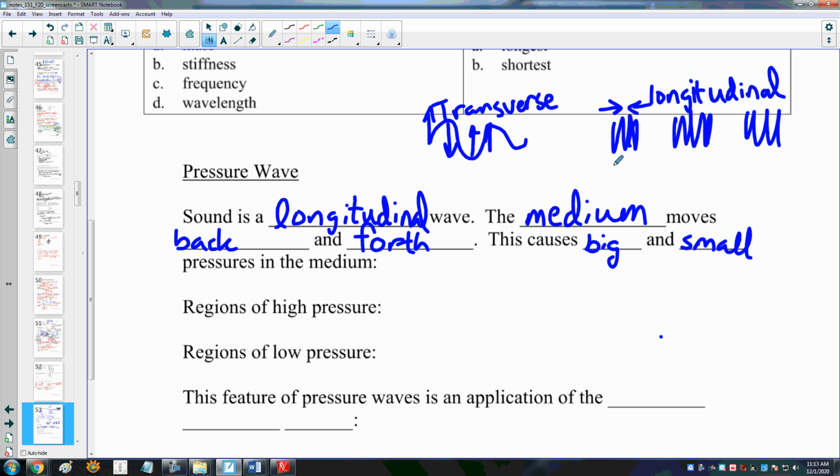So in this cartoon diagram I have, this would be a high pressure, and then this would be a low pressure. The regions of high pressure we'll call condensations. The regions of low pressure are called rarefactions.